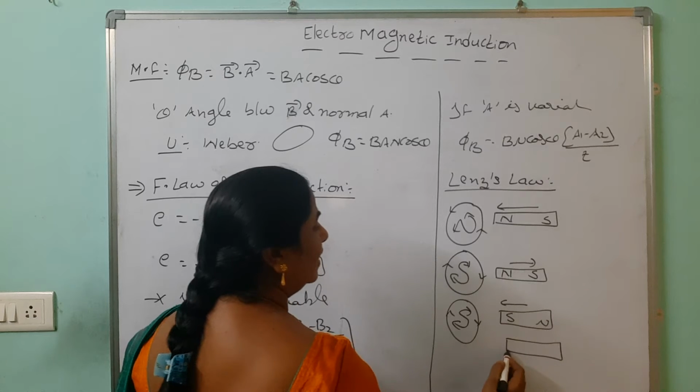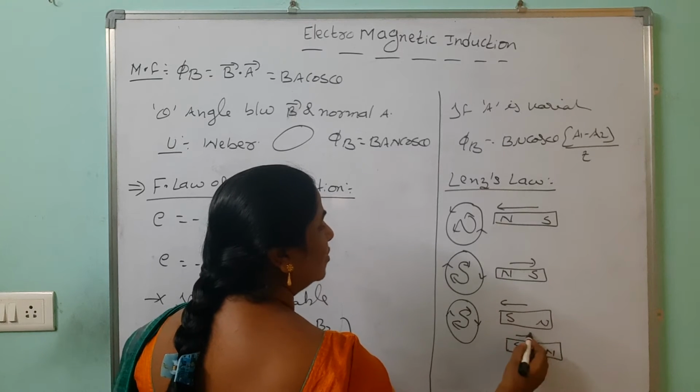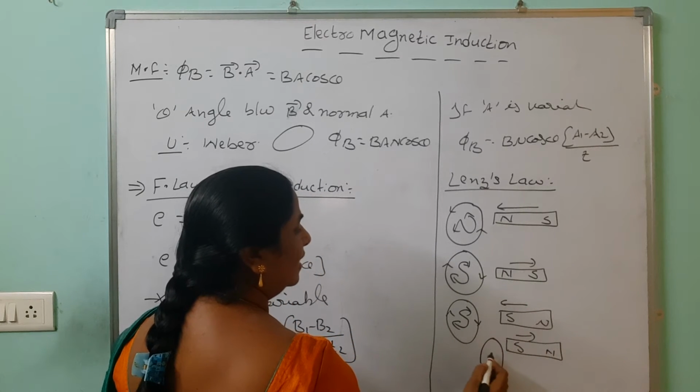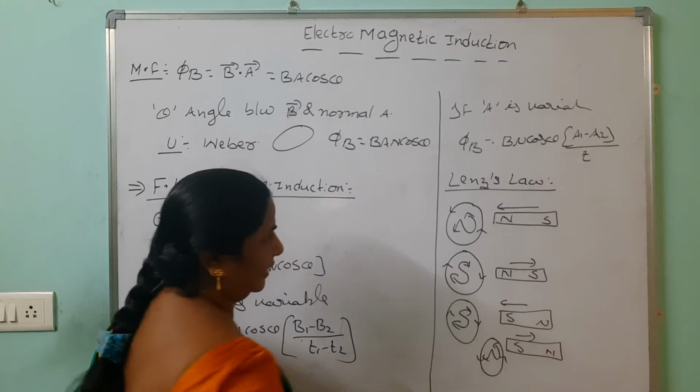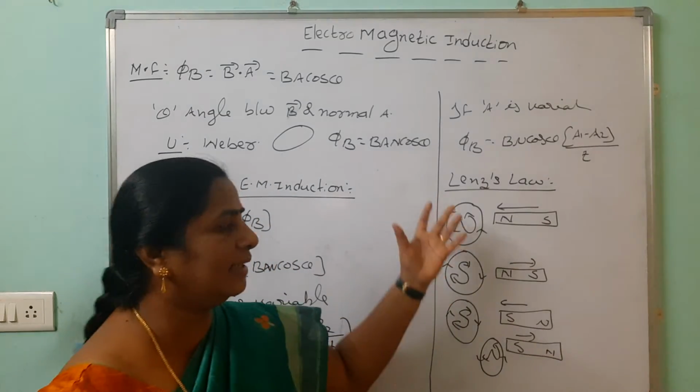Like that we are taking south and north pole, but it is moving away from this coil, which means this coil behaves like a north pole. Now the direction of the current is anti-clockwise, we can take it. So it was given by Lenz's law.